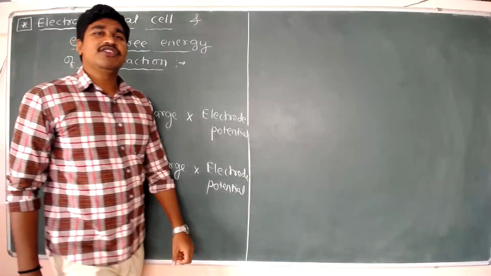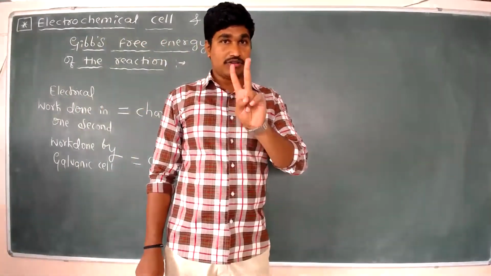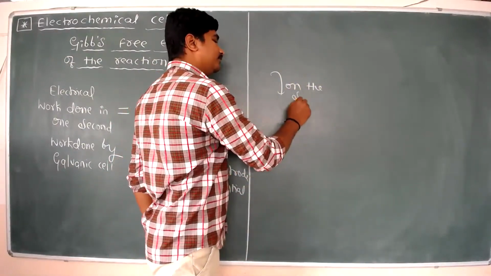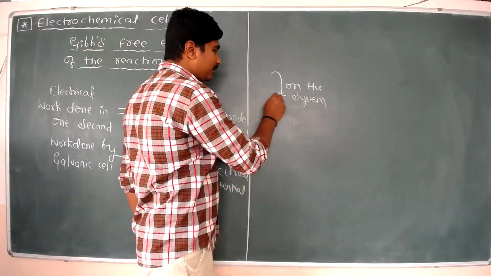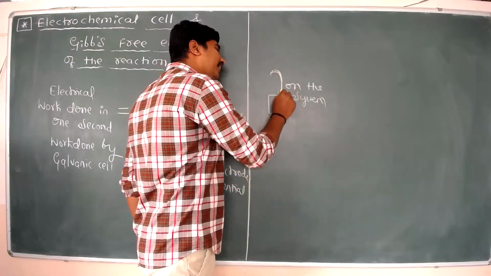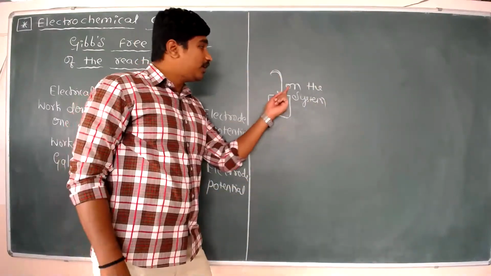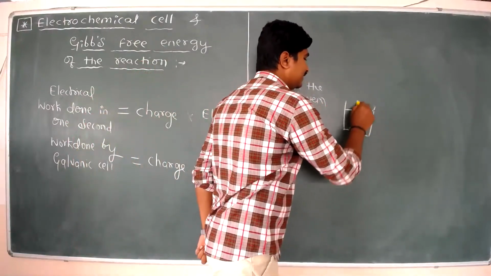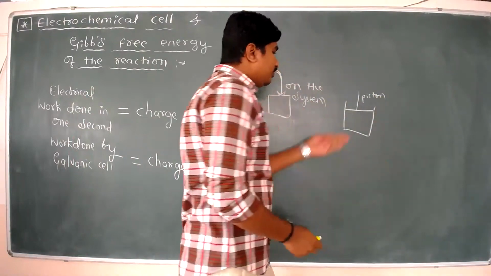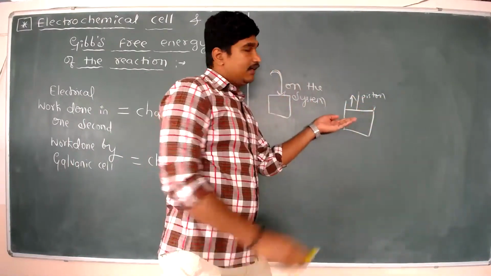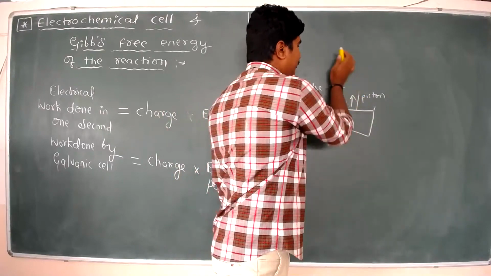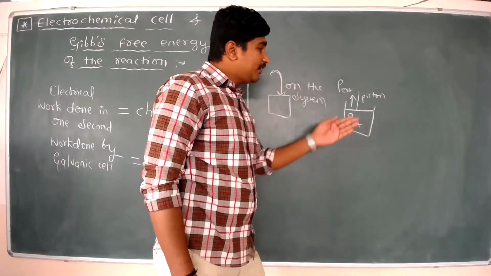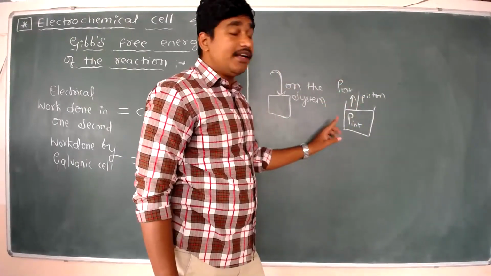Now, in first PUC, we have studied two types of work. One is work done on the system. For example, this one is the system, and we are applying some external energy on the system. That is called work done on the system. For example, this is another system, and this is a piston. External pressure is P external, and the internal pressure is P. If the piston is moving upward, it means work done by the system.